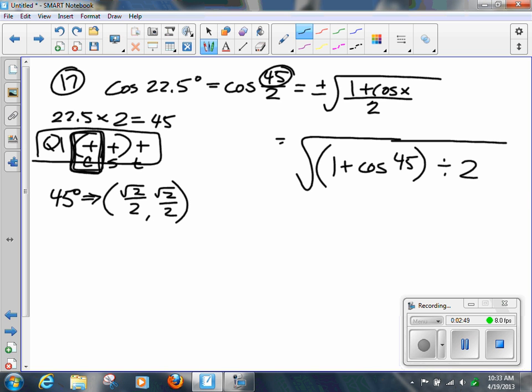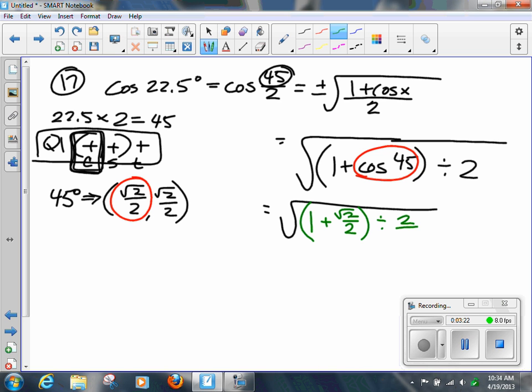So now I'm going to substitute. And some folks always ask this. Do I put 1 plus cosine of root 2 over 2? No. I'm replacing this right here with this right here. I'm replacing that whole thing with root 2 over 2. Do you guys agree with that? Okay. So, here we go. 1 plus root 2 over 2 divided by 2 over 1. Y'all cool with that? All right.